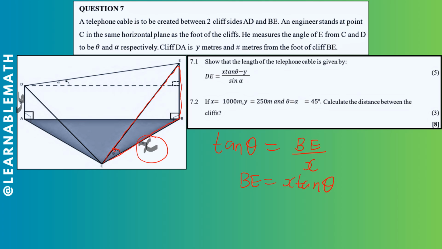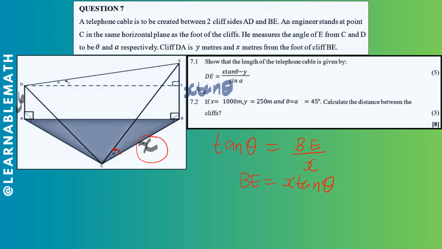And you can see that something on that expression is already coming there. That is your BE there. So obviously BE, that length, is X tan theta. Let me write this. This is X tan theta. That is the whole length from here going upward.